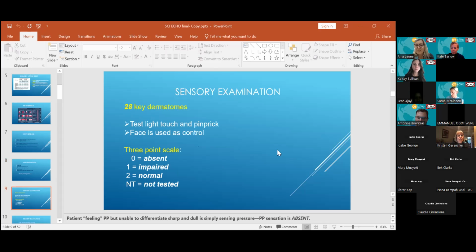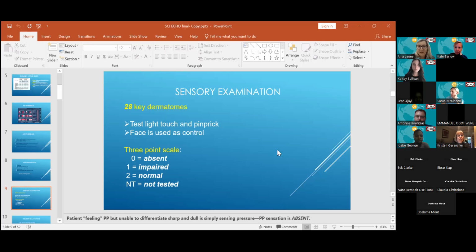There are 28 key dermatomes. It's really important to test light touch and pinprick. The most common mistake made by practitioners is that you're testing the specific dermatome and you ask them, can you feel it? And they say yes. They may feel pressure, some deep pressure that they are perceiving. However, in order for this to be either absent or impaired, they need to actually tell you the difference between light touch and pinprick. So it can just be a yes or no answer whether I feel it or not.